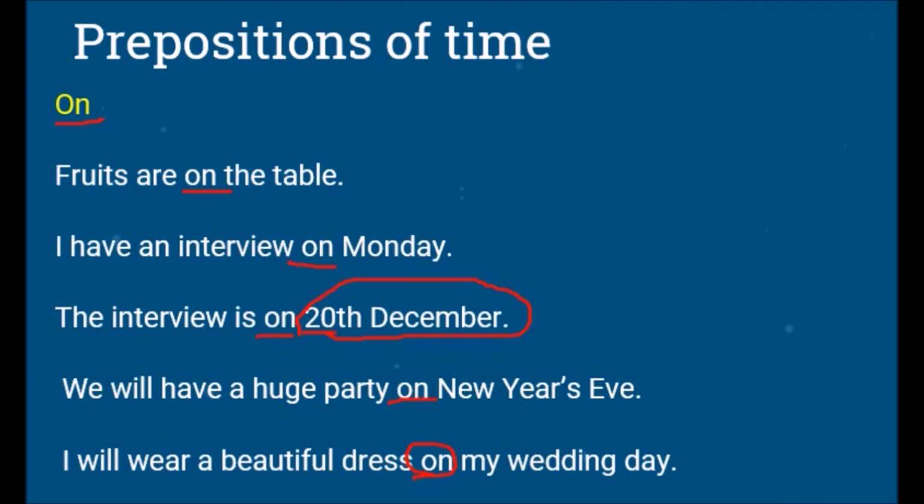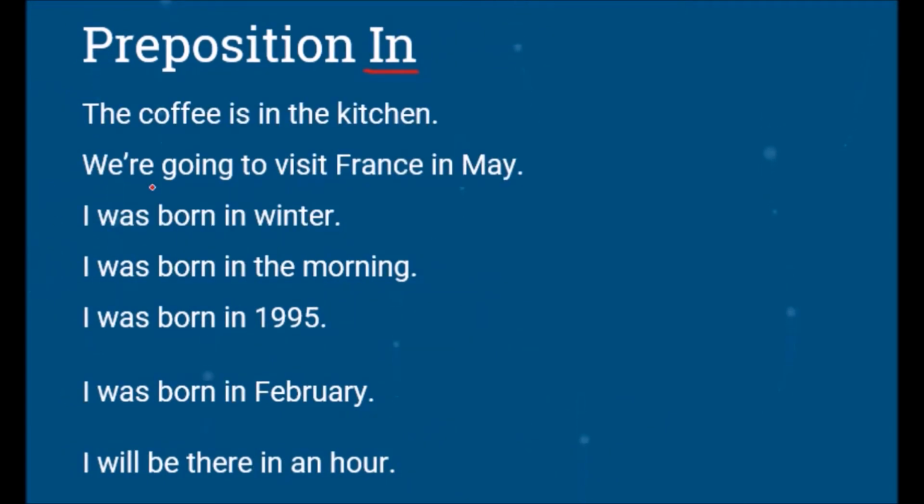So the preposition on is the same word which we use to show something being on the surface. Only we are using it in a different way. It allows us to discuss specific time periods. So we are using the preposition on to show something being on the surface. Then we are using it with specific days of the week. We are using it with specific dates, and we are using it with special days. Now let's discuss the preposition in.